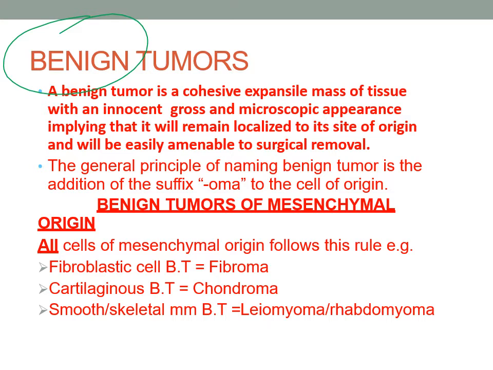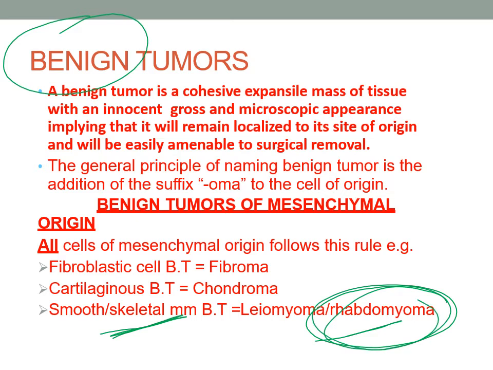Leiomyoma is for smooth muscle, while skeletal muscle is made up of cells which are known as rhabdomyocytes. So when rhabdomyocytes form a benign tumor, we add oma, and they are known as rhabdomyoma.